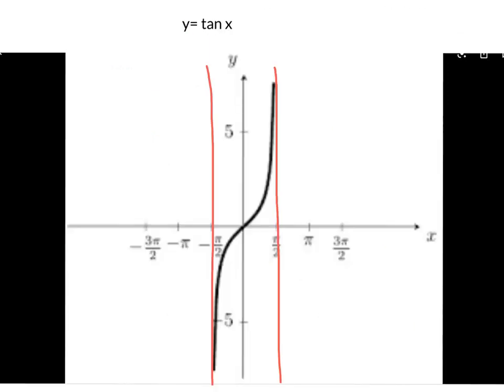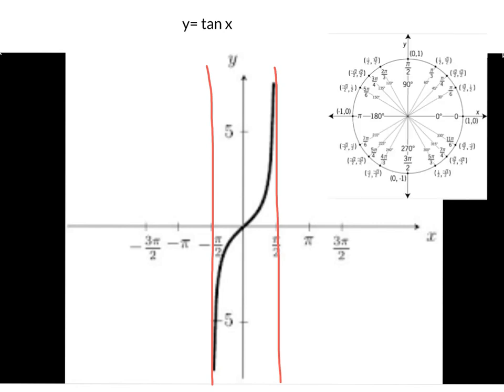This is the trigonometric function y equals tangent x. The x values are found on the unit circle. So 0, they get from right here, and pi over 2, they get from right here. Pi over 2 is also negative, but on the left side of the y-axis.